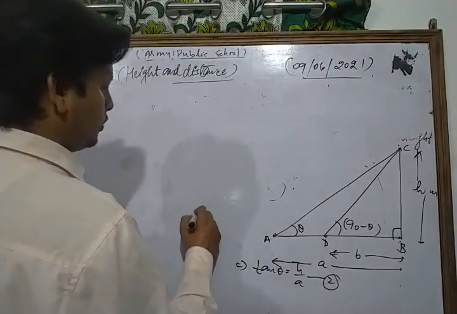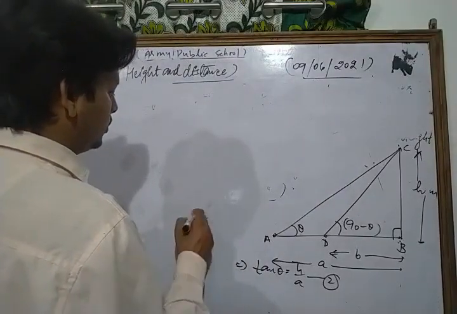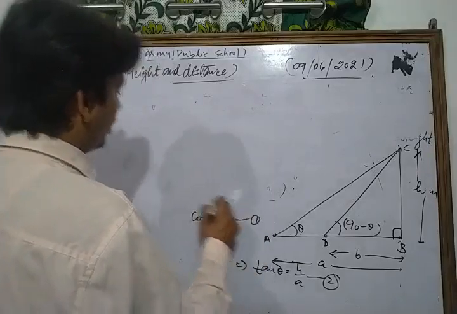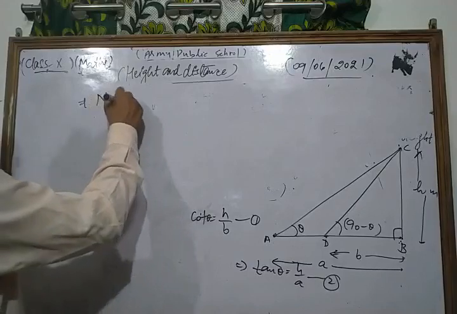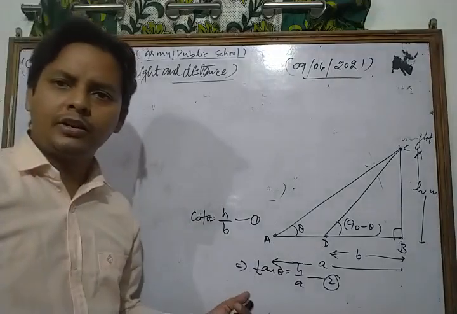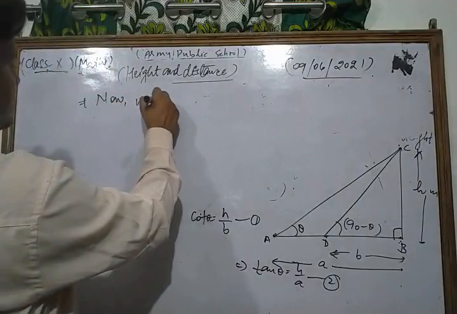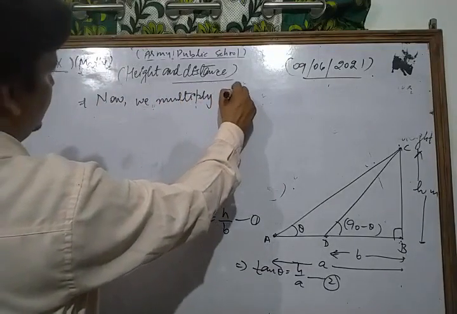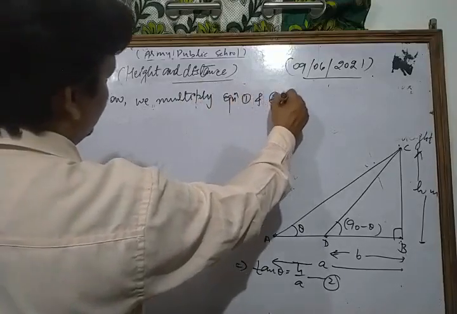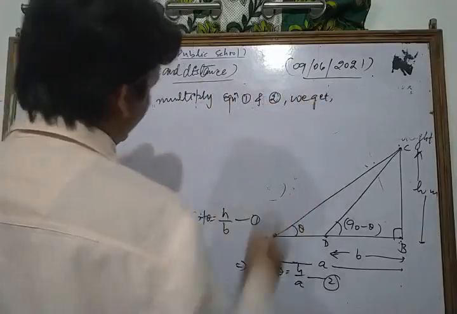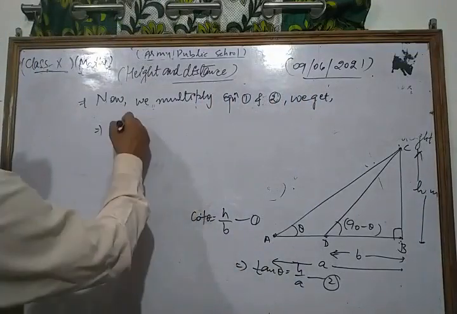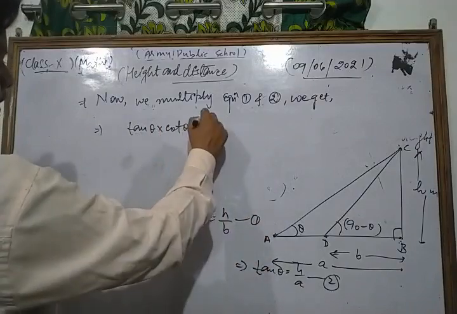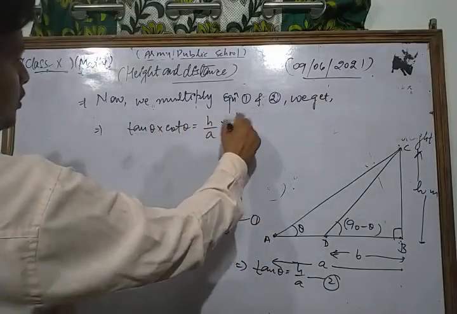Now equation 1 is cot theta is equal to H upon B. Okay, this is the first equation. Now we multiply equation 1 and 2, we get tan theta into cot theta is equal to H upon A into H upon B.